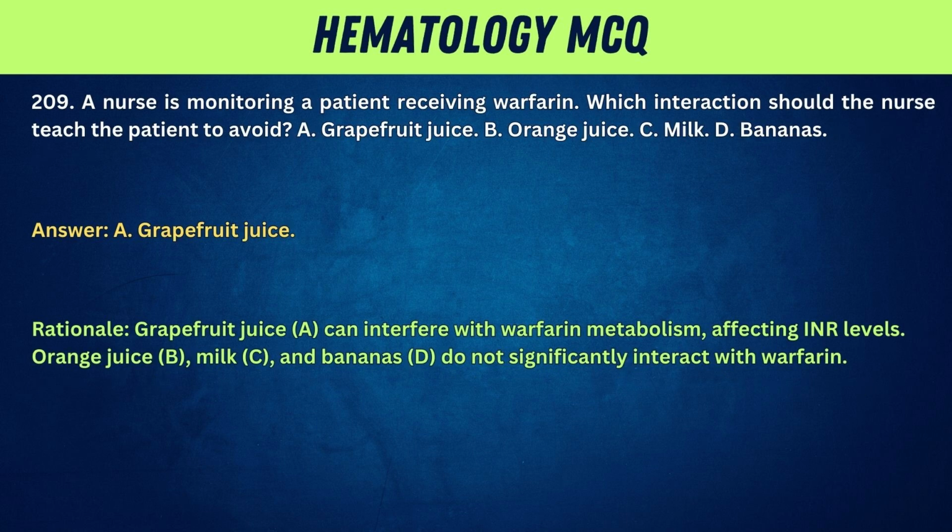209. A nurse is monitoring a patient receiving warfarin. Which interaction should the nurse teach the patient to avoid? A. Grapefruit juice. B. Orange juice. C. Milk. D. Bananas.